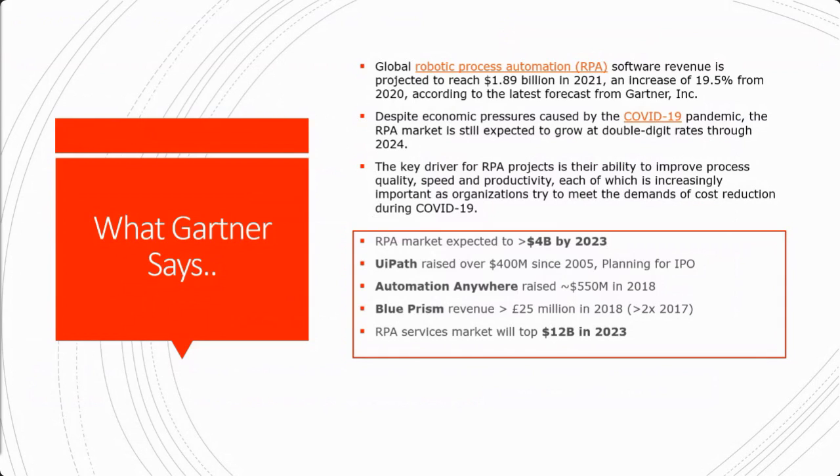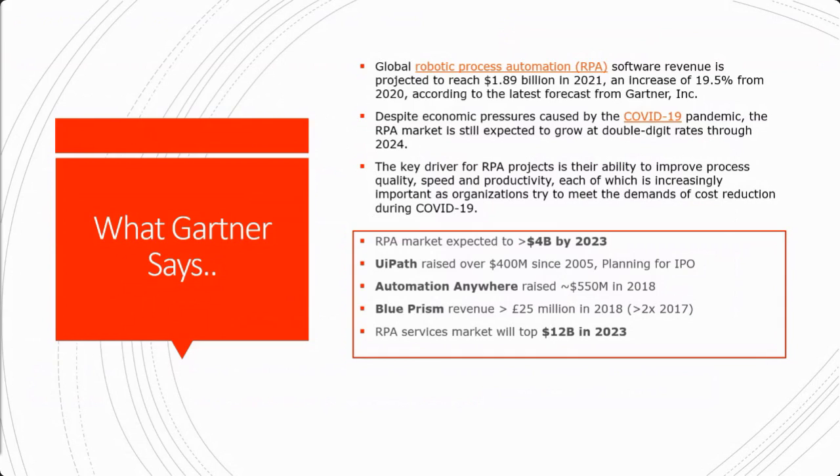2023. And if you look at some of the figures that I have put into this slide, UiPath has raised over 400 million since 2005. Automation Anywhere has raised approximately half a billion in the last couple of years. Blue Prism revenue has doubled in 2 years. So if you look at all of these figures, one thing that is notable here is that despite the economic pressure caused by COVID-19, the RPA market is still expected to grow at a double-digit rate.